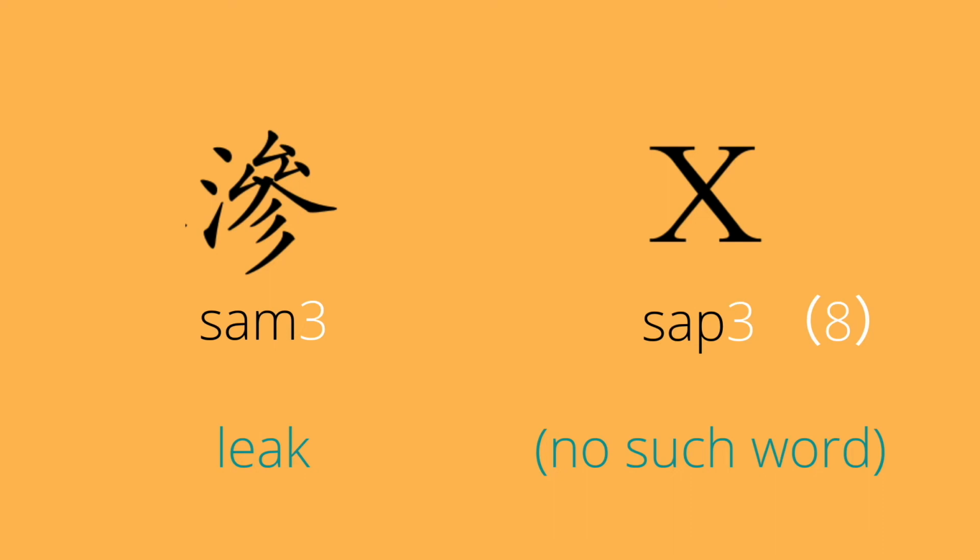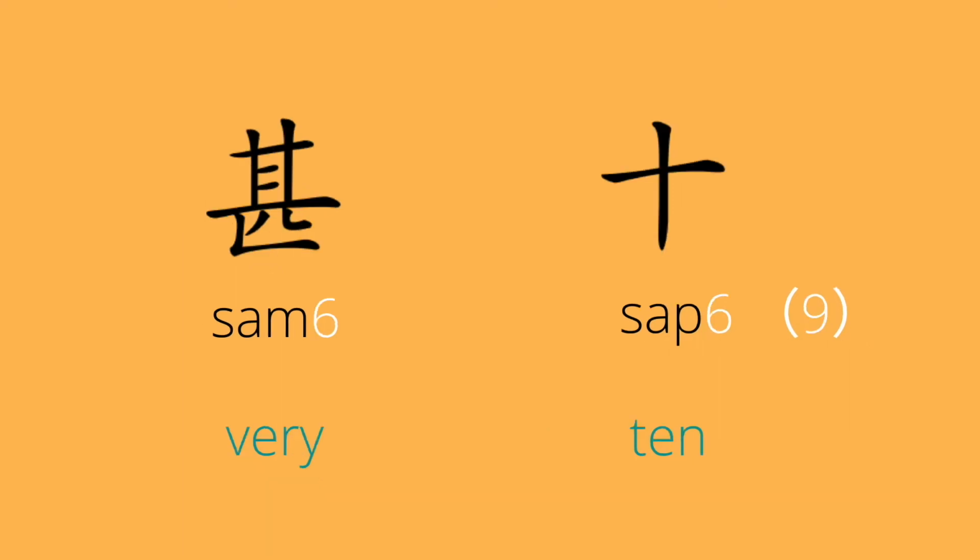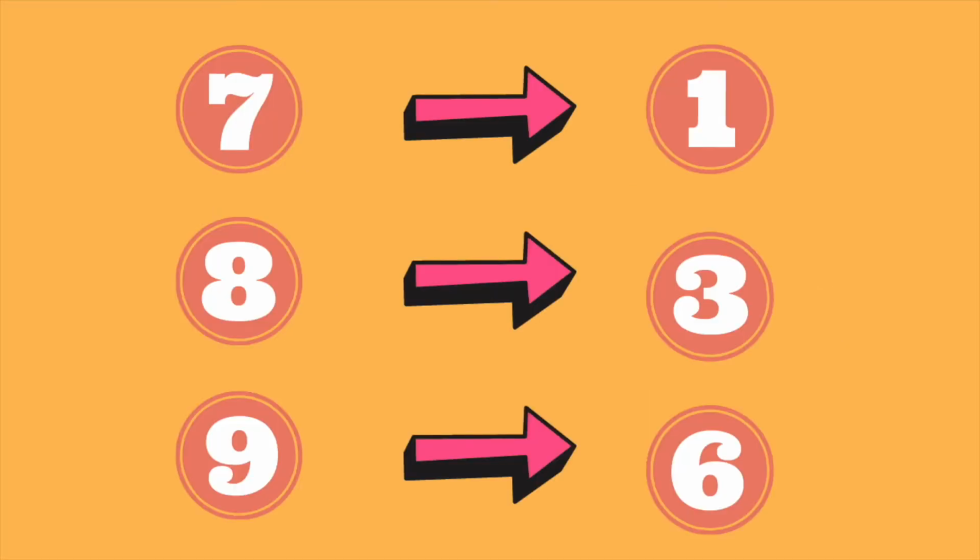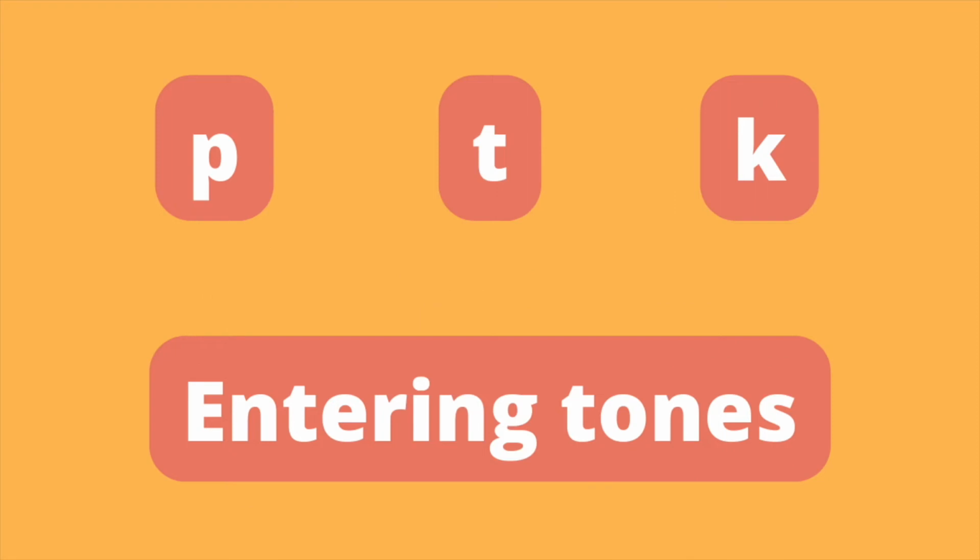Second pair is some and sup. The 8th tone has now become the 3rd tone in Jyutping. The last pair is some and sup. The 9th tone has now become the 6th tone in Jyutping. So, how do we know which words are actually from the 7th tone changed to the 1st tone in Jyutping, and so on? There is a tip.